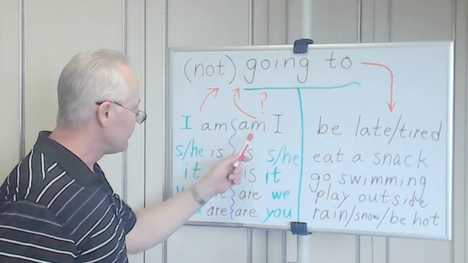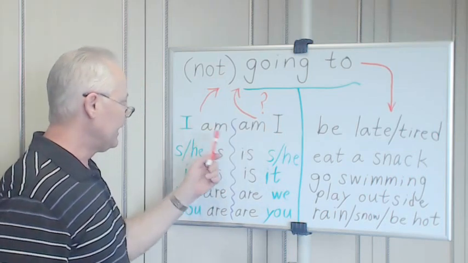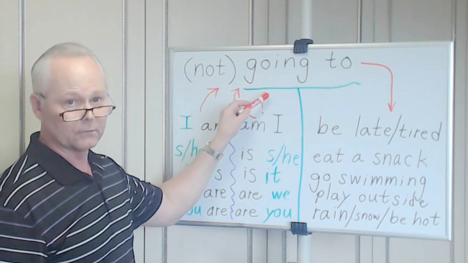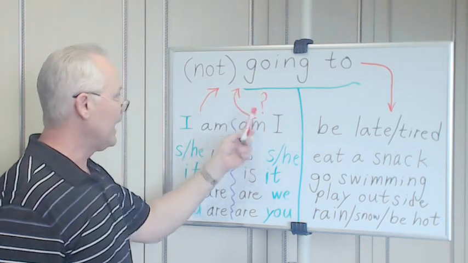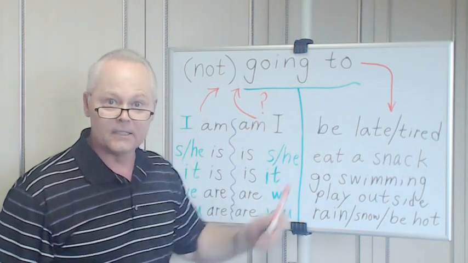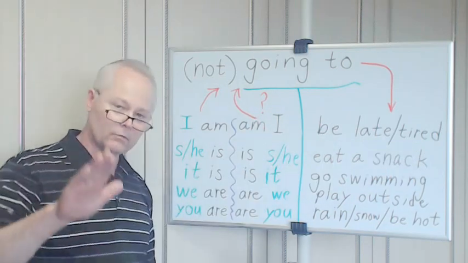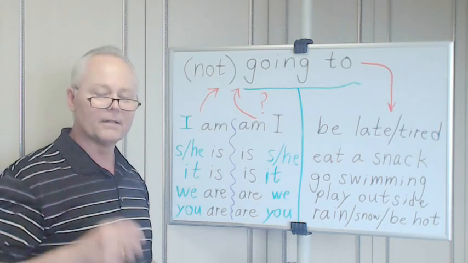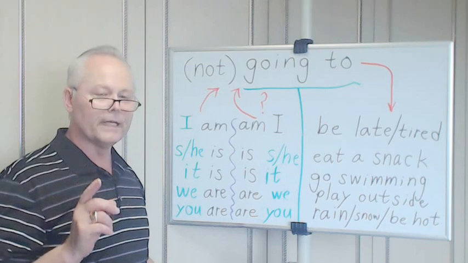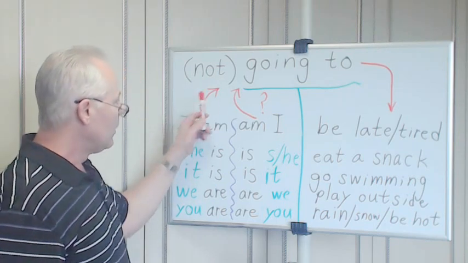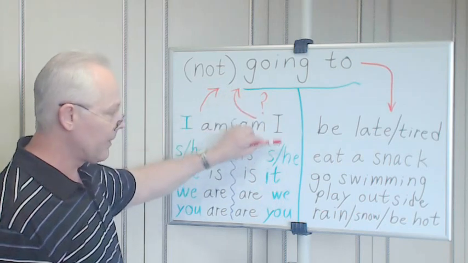Now, if we switch these, I and am and I, we've just created a question. Am I going to be late? Am I going to be tired? And of course, we're going to rise up a little bit on that last word. We elevate that pitch of our voice a little bit to indicate it's a question. So, we have question format here.